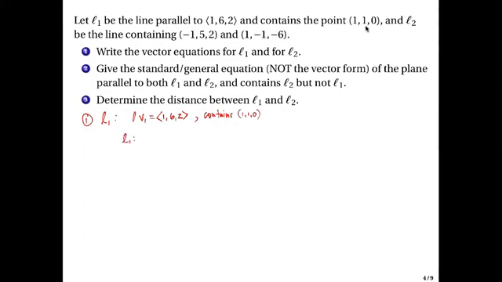has equation: the vector ⟨x, y, z⟩ is equal to the point (1, 1, 0) in vector form, ⟨1, 1, 0⟩, plus t times the vector v1, so times ⟨1, 6, 2⟩. This is true for any t in R.